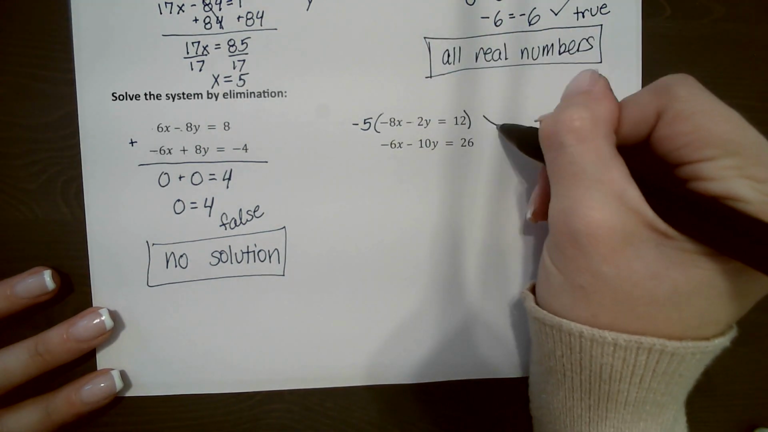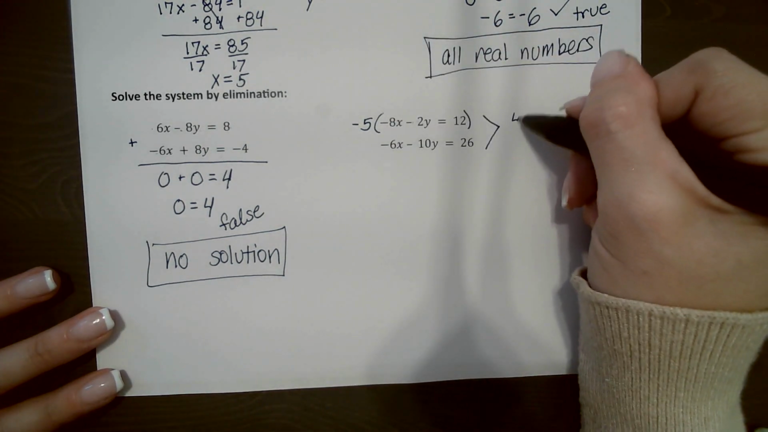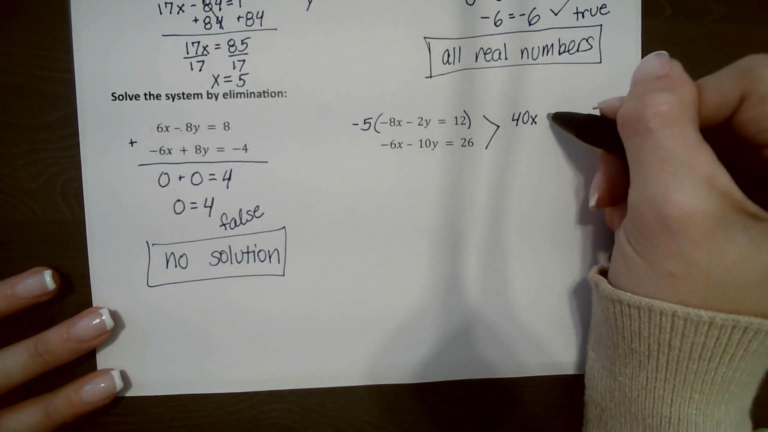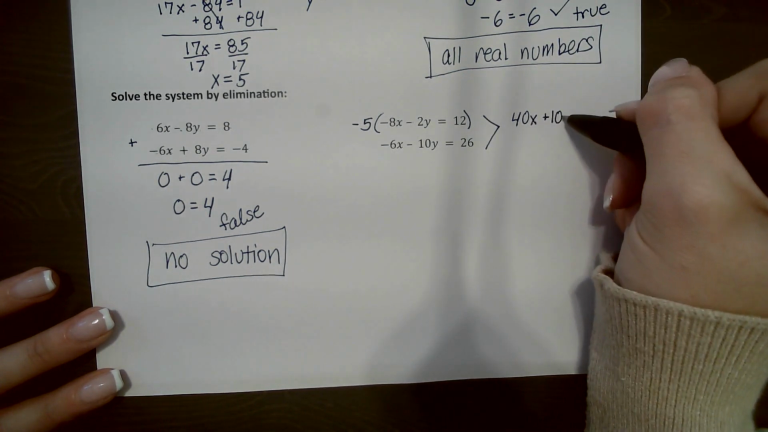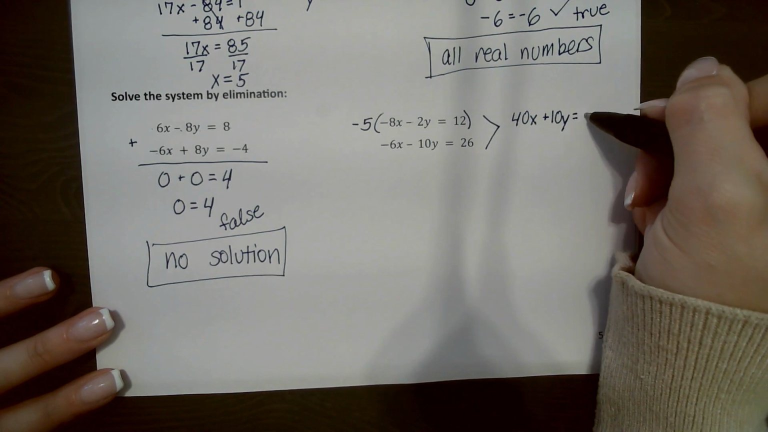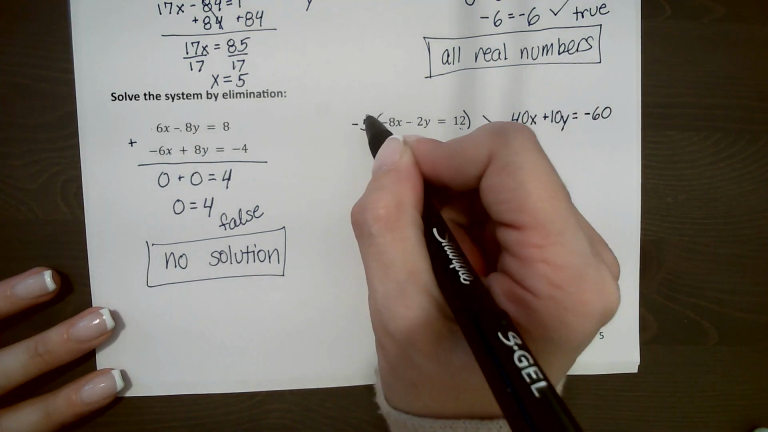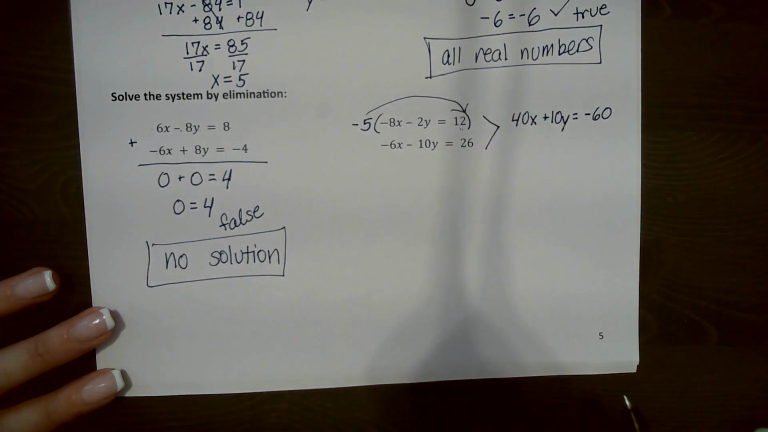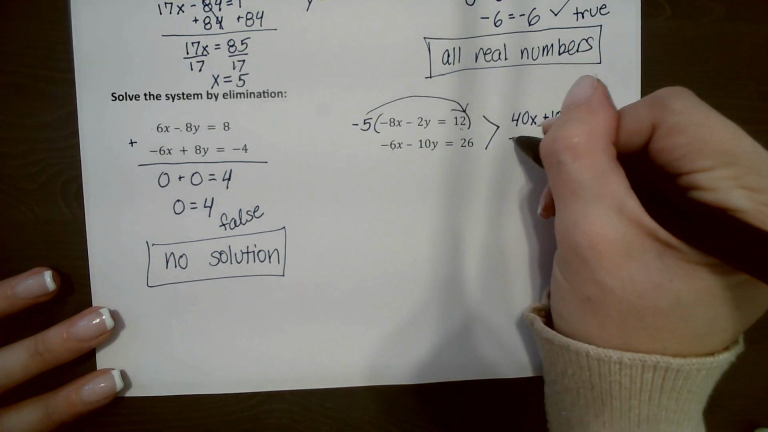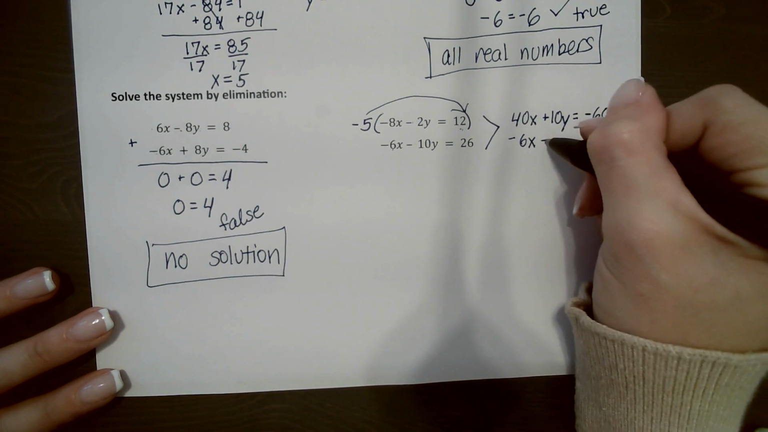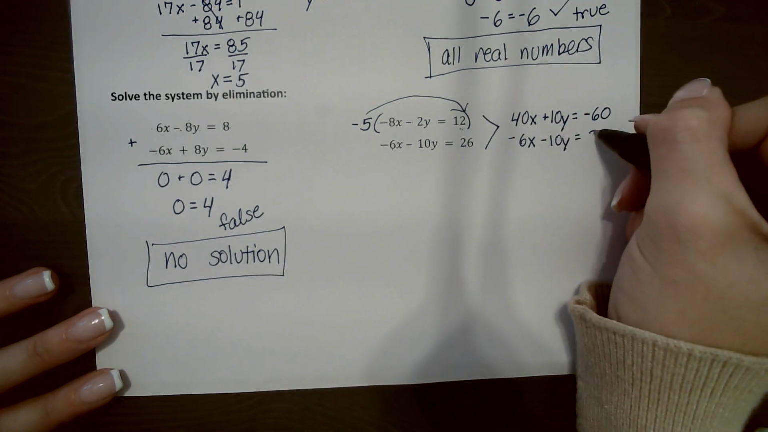So this would become 40x plus 10y equals negative 60. Don't forget to distribute all the way over to this side. And then this equation is still the same. Negative 6x minus 10y equals 26.